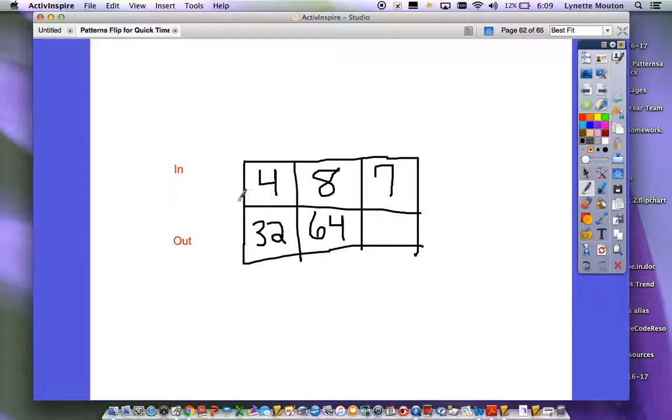And then sometimes they'll ask you, if it's 7, what would it be there? So they can ask you to find the function. They can also ask you to find the number that would complete the function machine. Function machines use the same number and operation with each one.